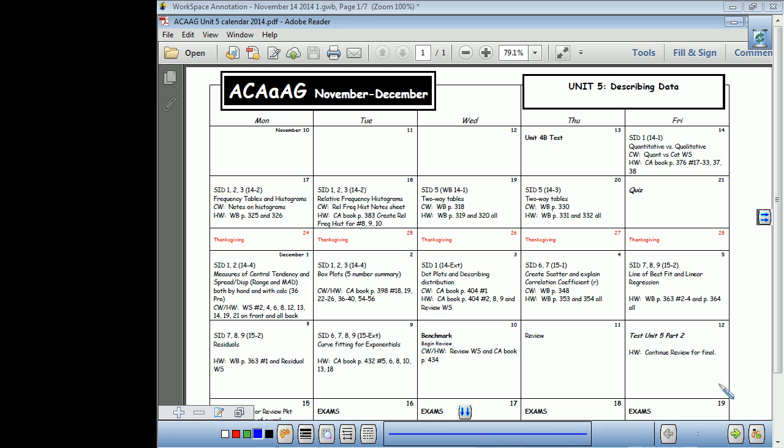And then the next week we will look at two-way tables. The 2 days after that, two-way tables. And then next Friday, a quiz. So then we have Thanksgiving week off. We come back. We do a quick refreshing of measures of central tendency: mean, median, mode, range. Then measures of dispersion. We'll look at range and mean absolute deviation.